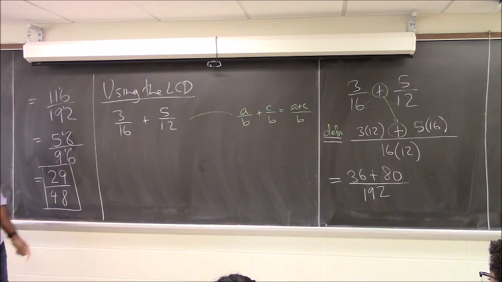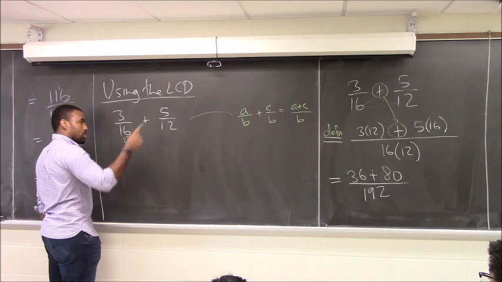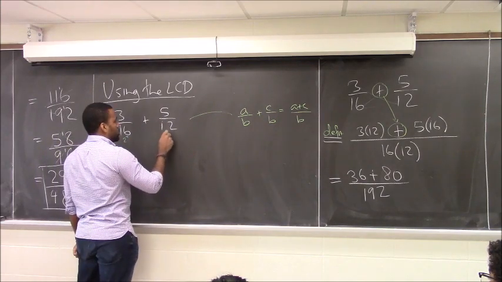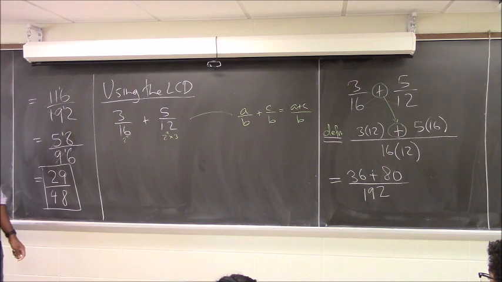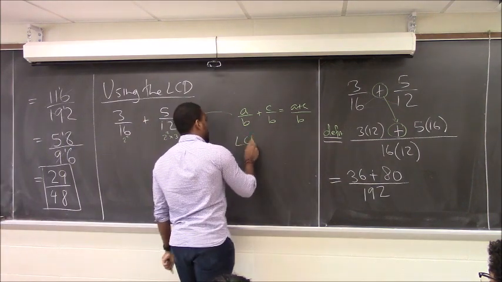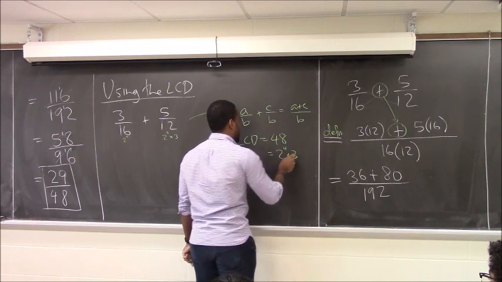So remembering that this here was 2 to the 4th, because we did it. Remembering here that this was 2 squared times 3, right? And remembering that the LCD in this case was 48, which is 2 to the 4 times 3.